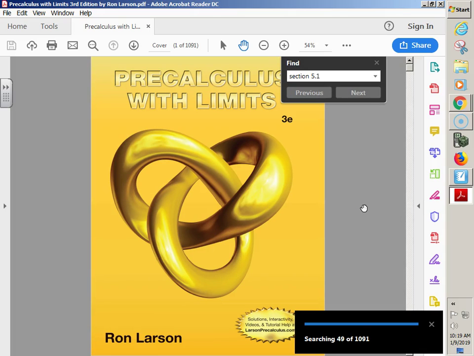Nothing from 5.1? Does anybody have the problems written down from 5.1 and you want to look really quickly at one that looks hard that we can do together? Maybe you have one. I'm almost there. My computer's going as slow as you guys loading pictures on your Google Classroom.